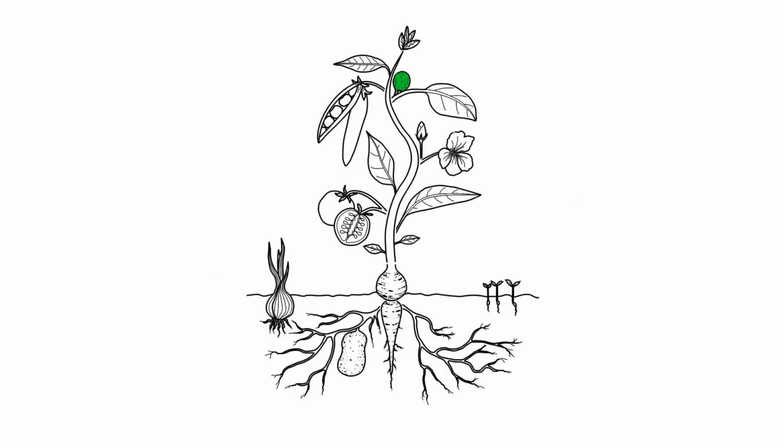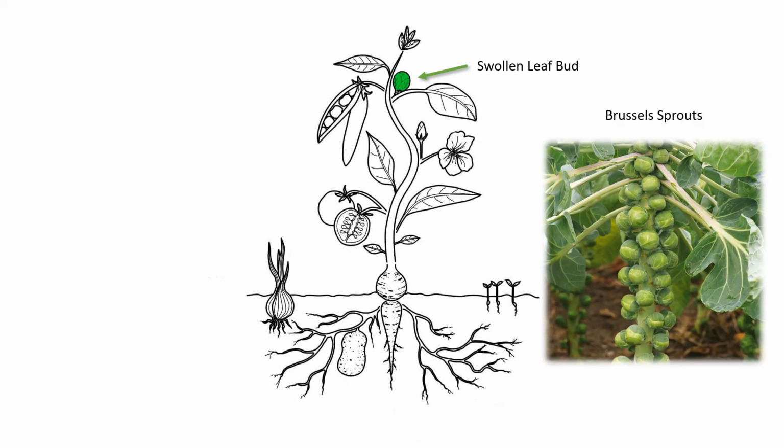So we're looking further down on the plant. We have what are called swollen leaf buds. Now, really the only example I can think of a vegetable that is a swollen leaf bud. Perhaps you can think of more, but Brussels sprout is a good example. Here we can see a picture of Brussels sprouts as they're growing along the stem of the plant.